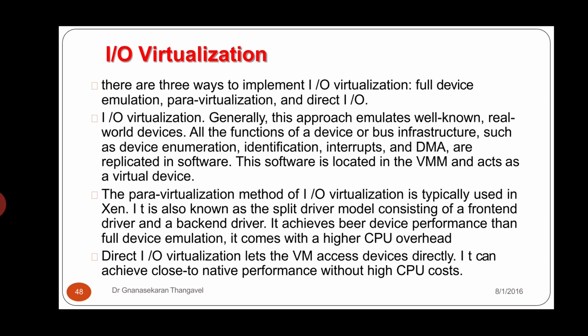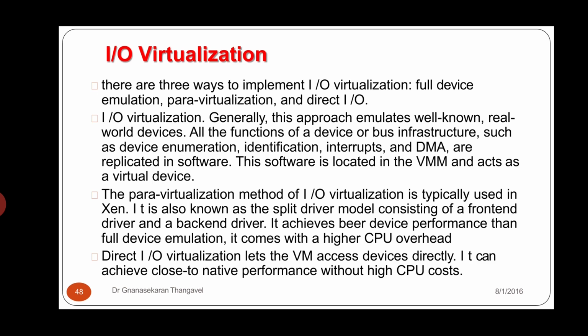The front end driver manages the IO requests of the guest operating systems. The back end driver is responsible for managing the real IO devices and multiplexing the IO data of different virtual machines. Although para IO virtualization achieves better device performance than full device emulation, it comes with a higher CPU overhead.